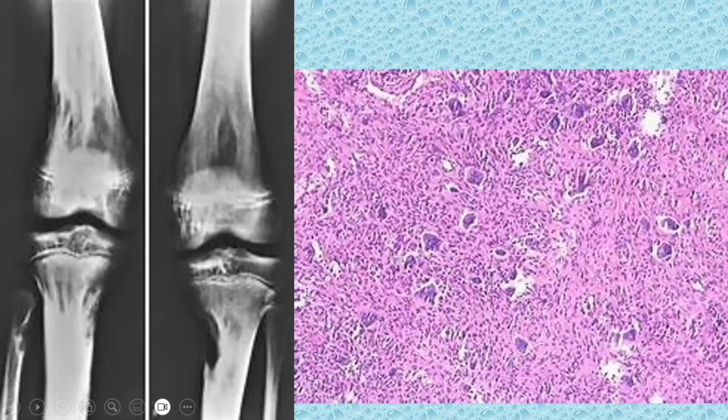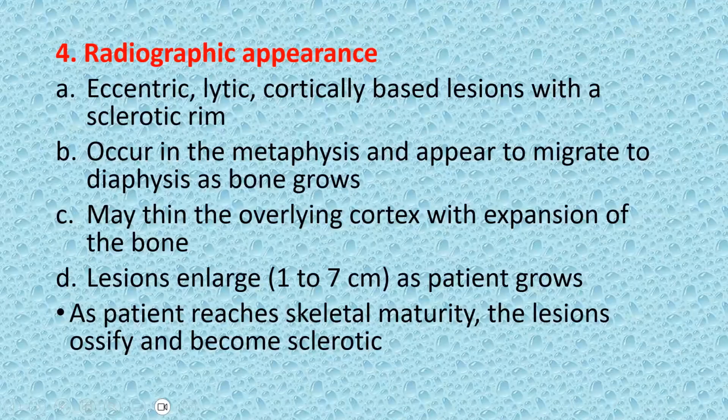It's an eccentric, lytic, cortically based lesion with a sclerotic rim. It occurs in the metaphysis and appears to migrate to the diaphysis as bone grows. It may thin the overlying cortex with expansion of the bone. Lesions enlarge from 1 to 7 centimeters as the patient grows. As the patient reaches skeletal maturity, the lesions ossify and become sclerotic.